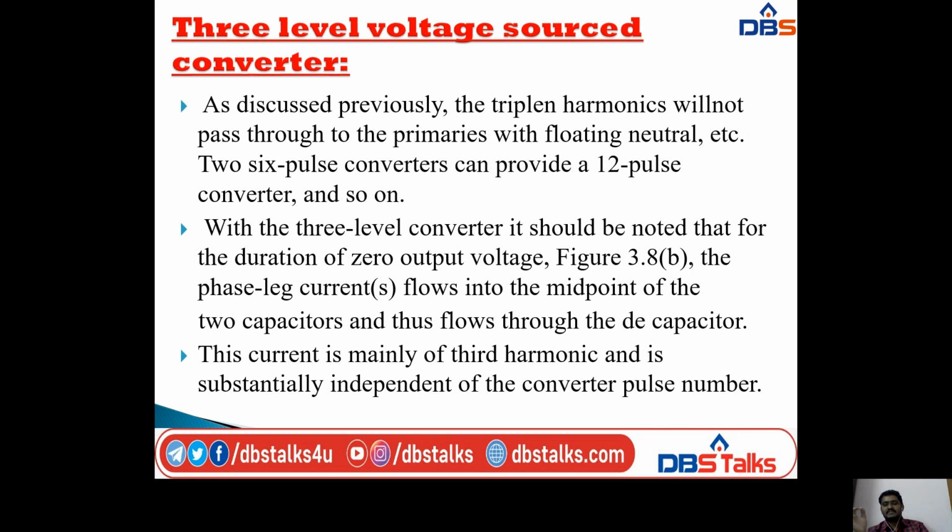With the three level converter, it should be noted that for the duration of zero output voltage, figure 3.8b, the phase lag currents flow in the midpoint of the two capacitors and thus flow through the DC capacitor. This current is mainly of third harmonic and is substantially independent of the converter pulse number.